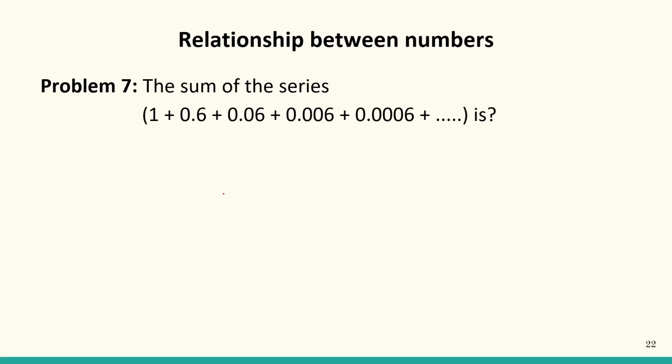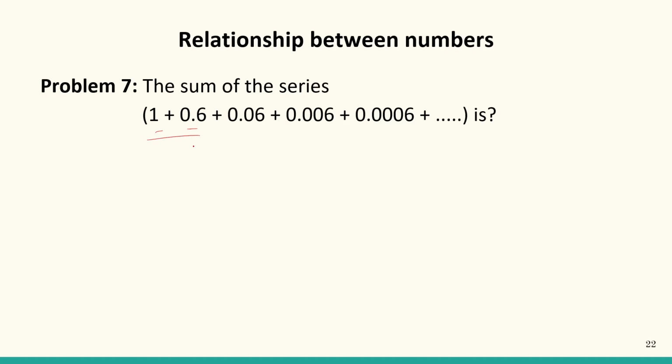The sum of the series. The problem number 7 asks us to evaluate the sum of the series. So the given series is 0.6, 0.06, 0.006. It just decreases and decreases and decreases. So let's see.